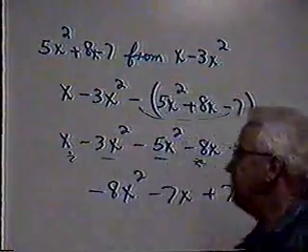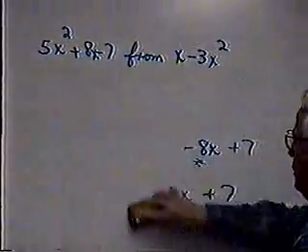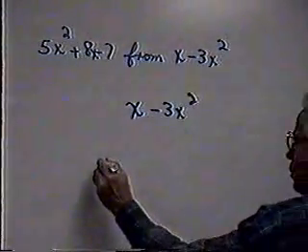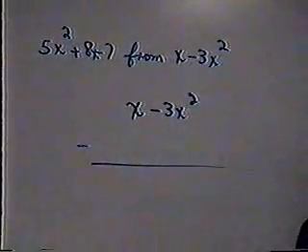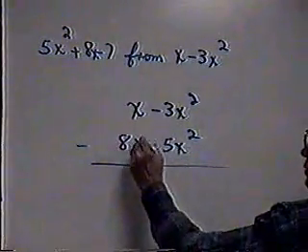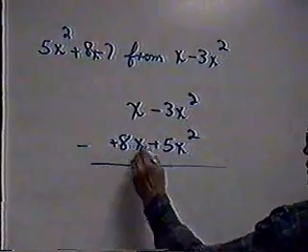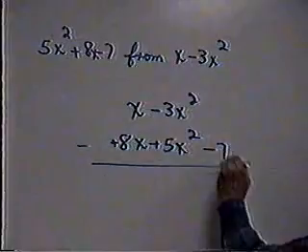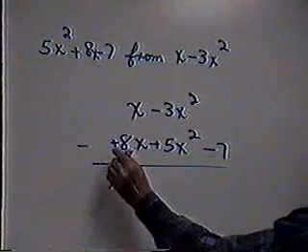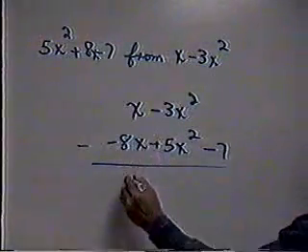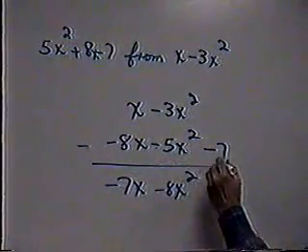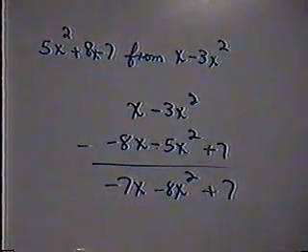Well, let's look at another way of doing it. Another way would be to write them down. We want x minus 3x squared, and we're going to subtract from it a minus. Okay, well, 5x squared goes here. The 8x goes over here. And the 7 goes over here. Now, when we subtract, we change the sign of the bottom one and add. And there we have it.